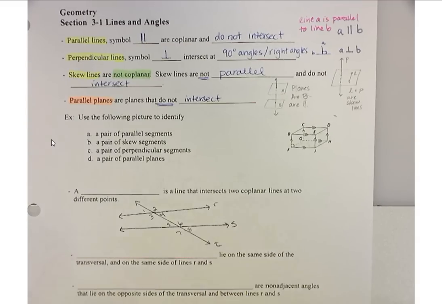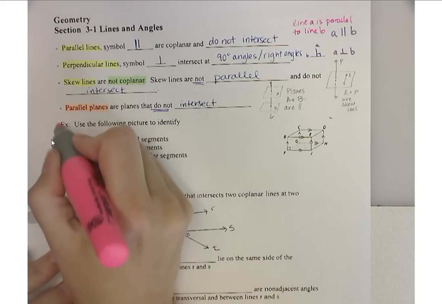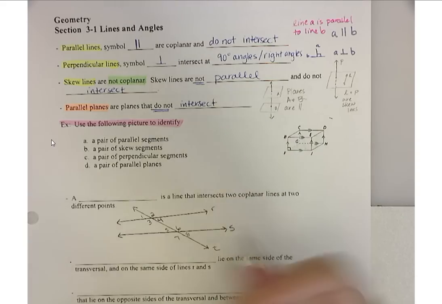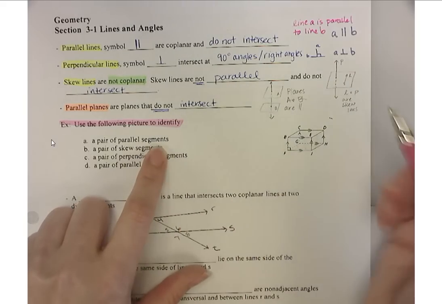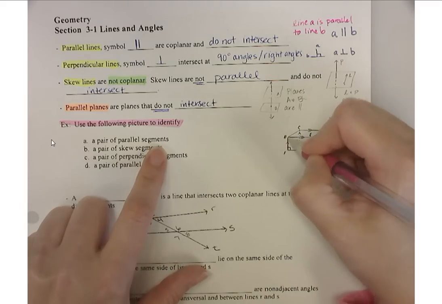All right, so now we're going to do our first example together. For our first example, we are using this picture to identify the following. The first thing we have to do is pick a pair of parallel segments. There are many in this picture, so I'm just going to go over a couple for you. One pair of parallel segments you could do is BF and EJ.